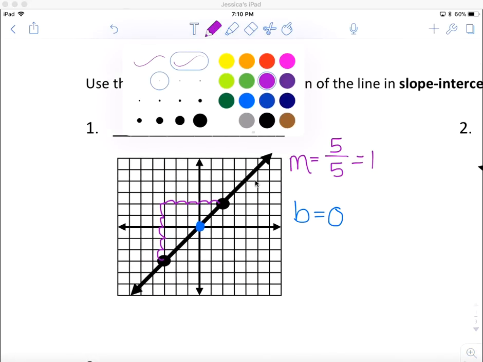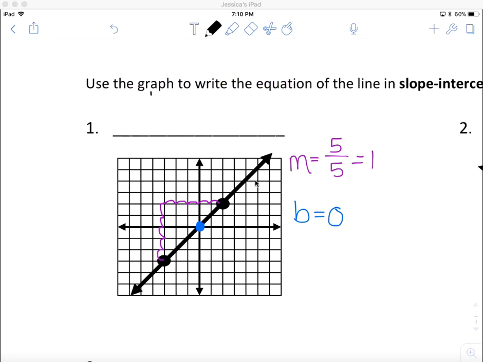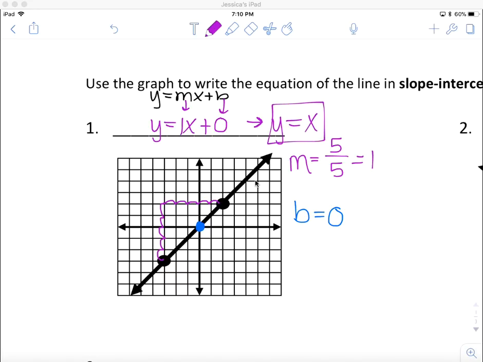If I plug this into y equals mx plus b, then this becomes y equals 1x plus 0. I plugged in my slope. I plugged in my y-intercept. You can leave it like this, or you can simplify this down. This is actually our linear parent function, and you can write it as y equals x. Both of those answers are acceptable.